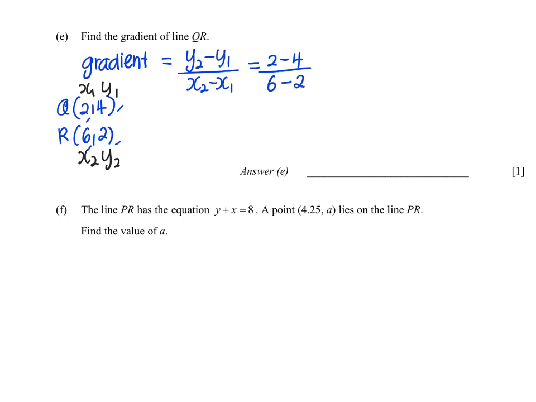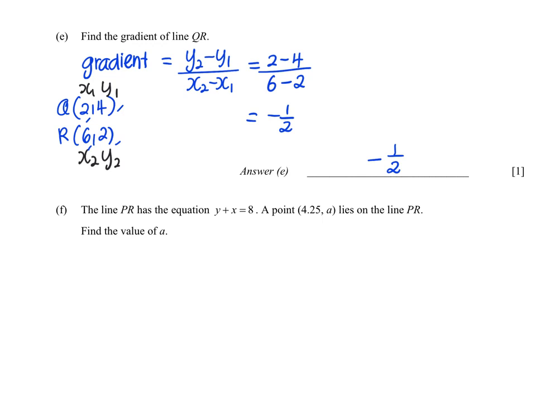Please be careful with the position. Do not anyhow switch the numbers. Okay, so I'll get my answer to be, give me a minute, negative half. So the gradient will be negative half. Negative indicating this is a downward sloping line. Okay, so no problem. Next question.